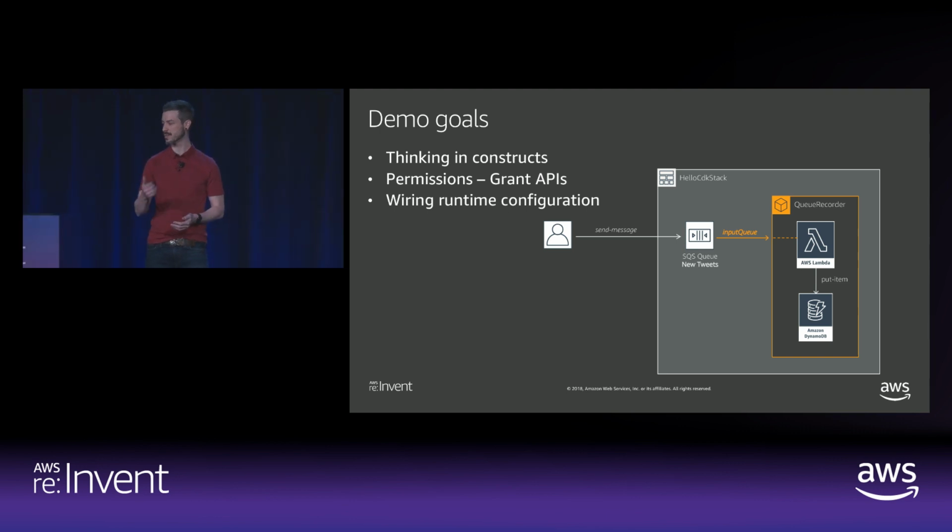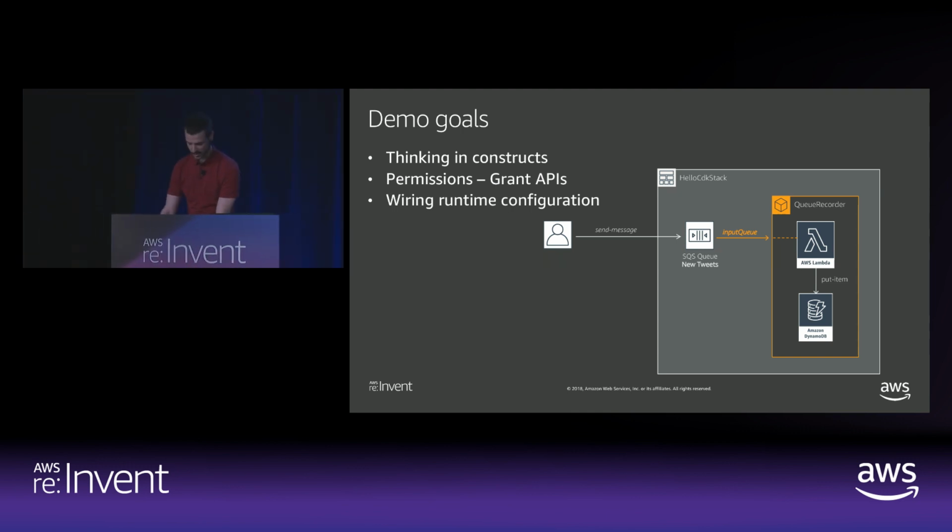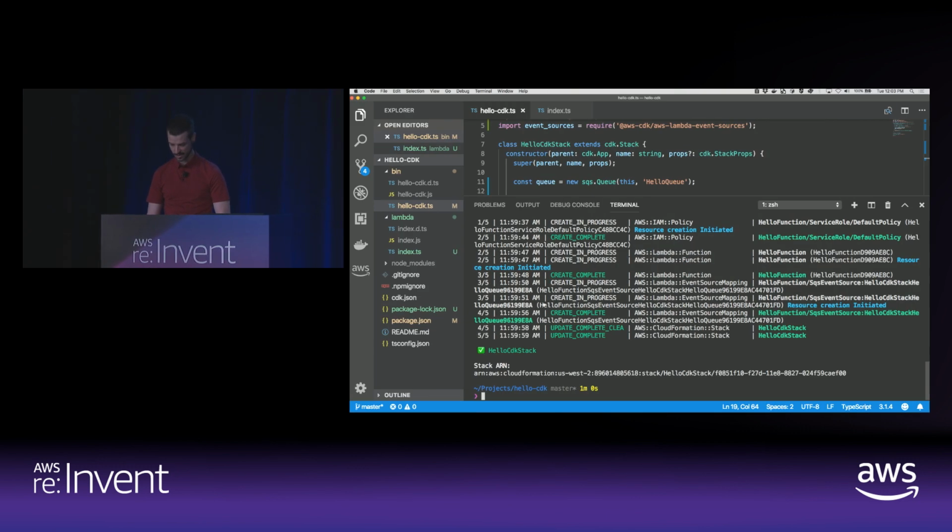So you can see from the architecture diagram, we're going to refactor our code a little bit. We're going to pull out this queue recorder construct. And then instead of just logging to CloudWatch logs, we're going to pull in a new module from the construct library. And we're going to start writing data to a DynamoDB table. So let's go back to VS Code.